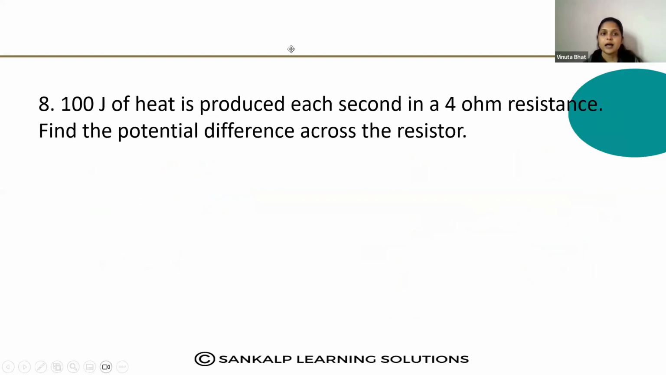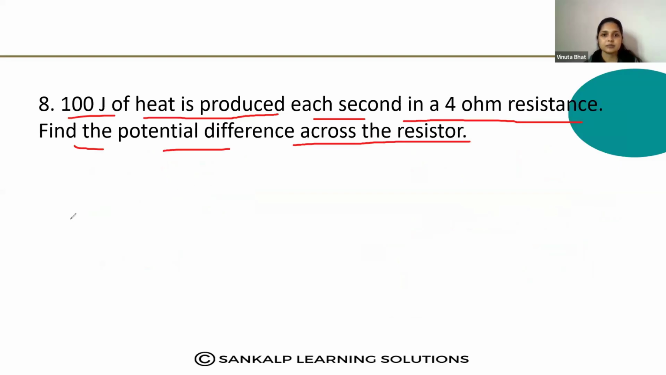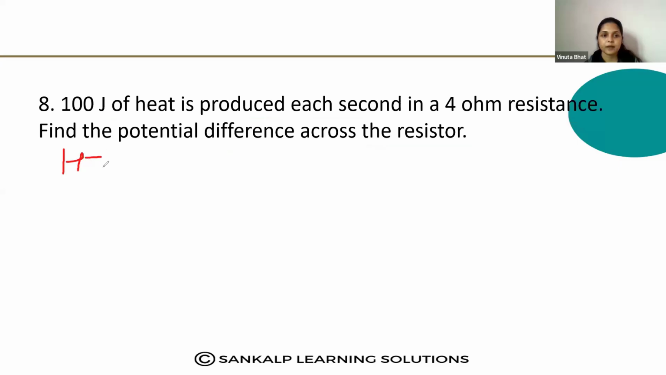Next question. 100 joule of heat is produced each second in a 4 ohm resistance. Find the potential difference across the resistor. Here, heat is produced, that is H is equal to 100 joule, and produced each second in 4 ohm resistance.